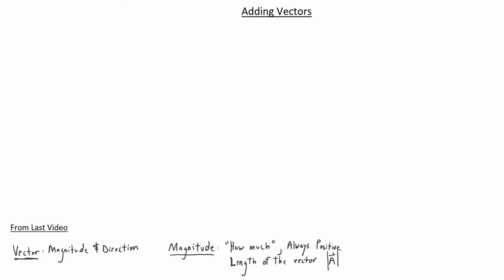The magnitude of a vector is sort of symbolized by its length, and this is the symbol for it. And also, the magnitude is just the how much. It's just really a number. It doesn't really have a sign on it, and because it's just a number, people like to say it's always positive. So just a quick vector review for you from the last video.